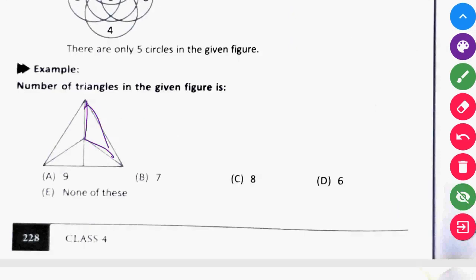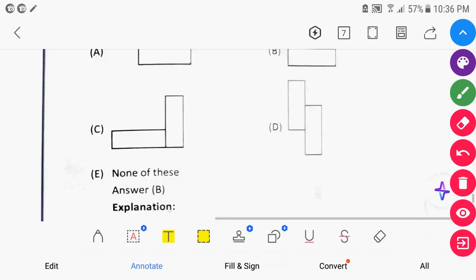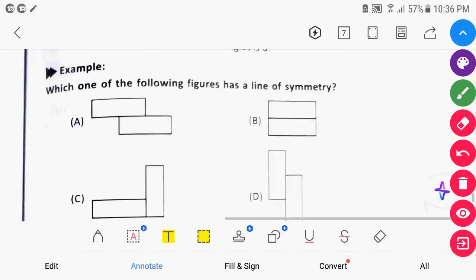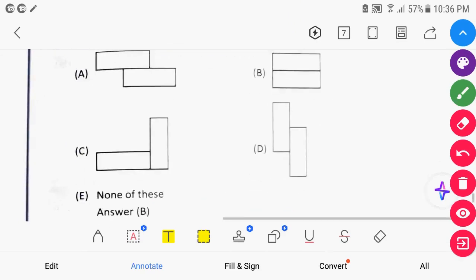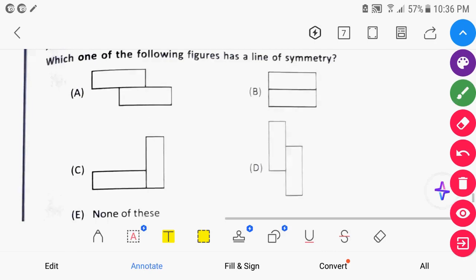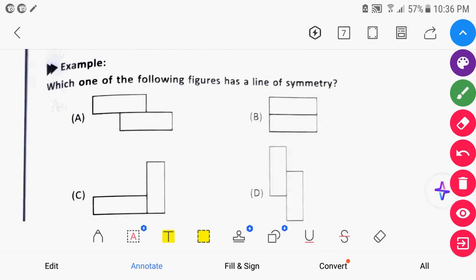1, 2, 3, 4, 5, 6, bigger one, 7 and 8. So there are 8 triangles inside the figure. So we'll get confused easily. So you have to look carefully, think logically and then solve.